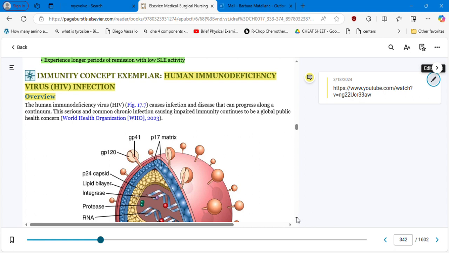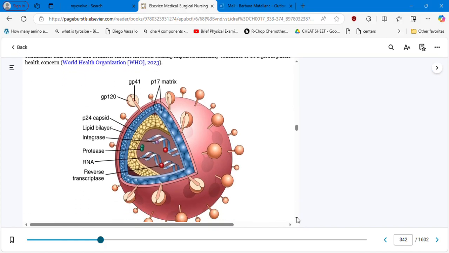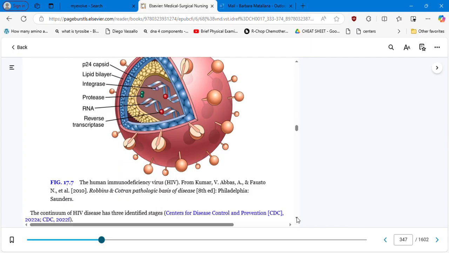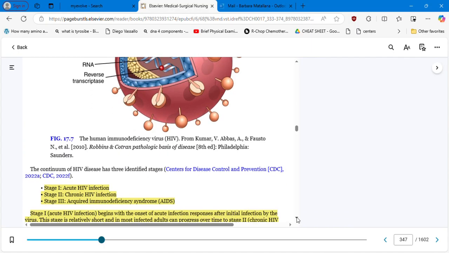Okay, let me explain this condition in more detail. So this is the virus, and the continuum of HIV disease has 3 identified stages. Stage 1, which is acute HIV infection, stage 2, chronic, and stage 3, acquired immunodeficiency syndrome. In the video we learned that if you have HIV and at least one opportunistic infection, that is considered AIDS, your stage 3, right?